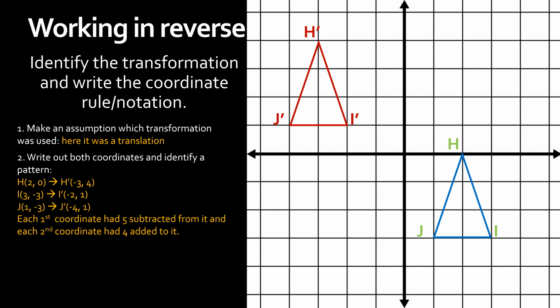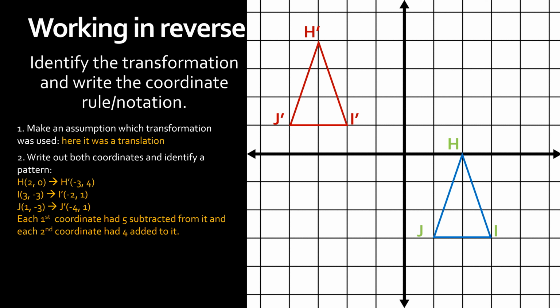The next thing you want to do is write out the coordinates of both figures and identify a pattern. So here, if I take a look at my pre-image coordinates and compare them to my image coordinates, you'll notice that each first coordinate from each point had 5 subtracted from it, and each second coordinate had 4 added to it.